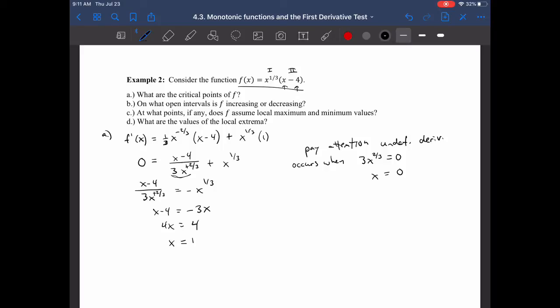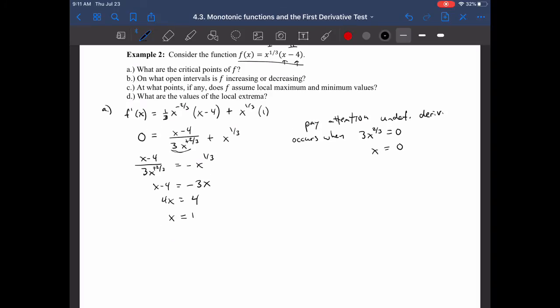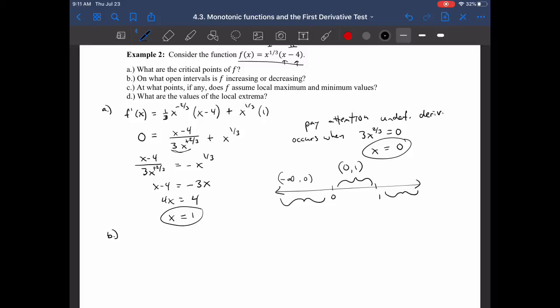All right, so there we go. There's part A. On what open intervals is f increasing or decreasing? So our open intervals we need to look at are dealing with these 2 points. If we drew these on a number line, we'd be here at 0 and then here at 1. And so our intervals would be from negative infinity to 0, then from 0 to 1, and then from 1 to infinity. So those are our 3 intervals we need to look at.